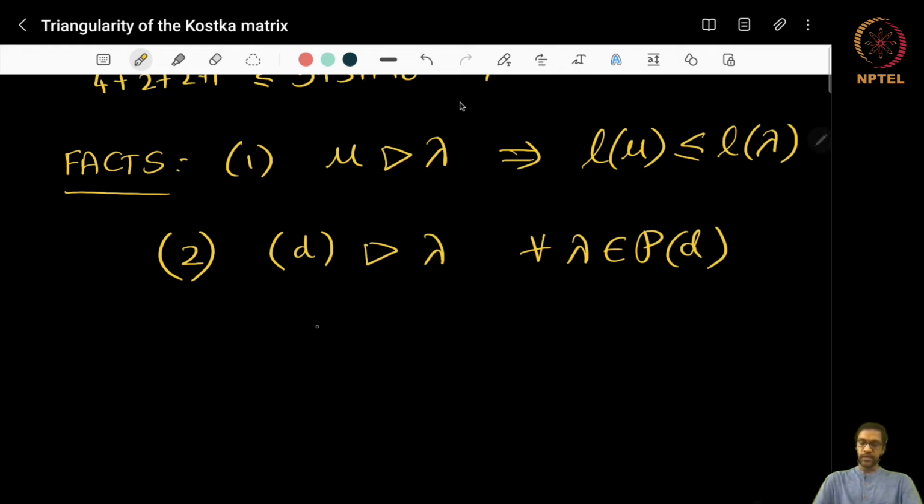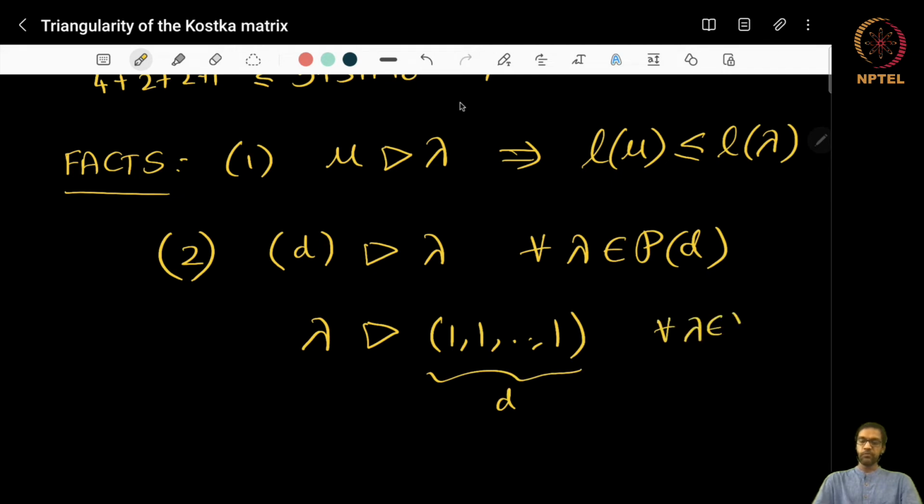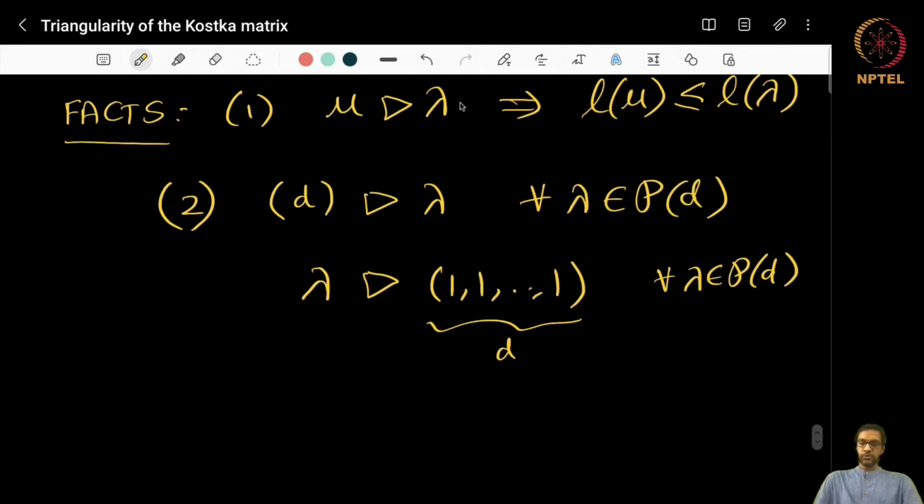And what's the smallest guy? Lambda dominates the partition 1, 1, 1, ..., 1, D times, again for all lambda in partitions of D. Again, why? More or less definition. This is the one which gets exhausted at the very end. You have to keep taking all the terms. But if lambda is not equal to this, then at every step, the sum of the first i parts of lambda is at least i. Okay, good. So this is the maximum and the minimum with respect to this order.